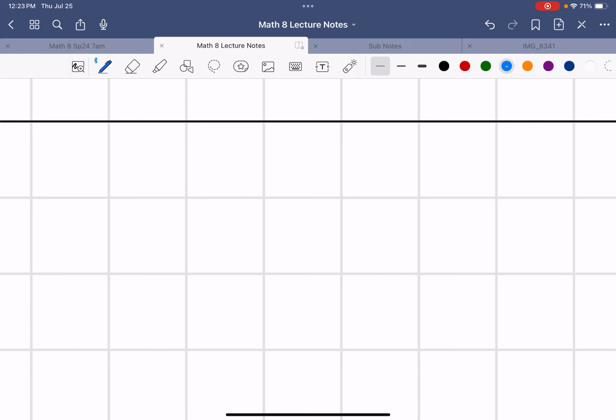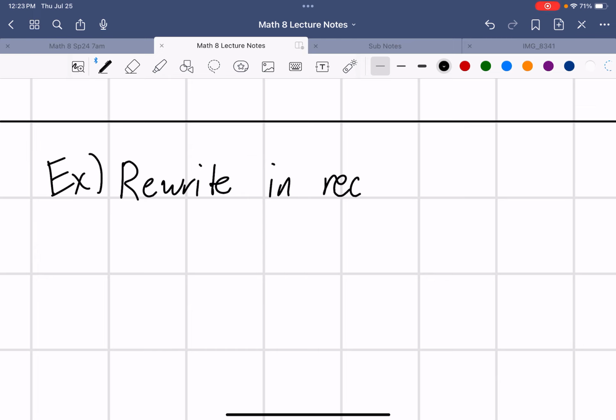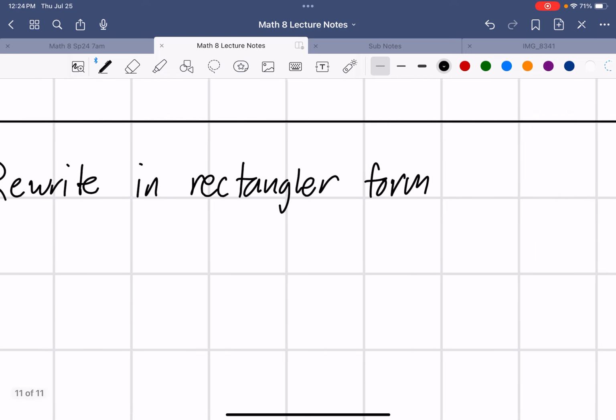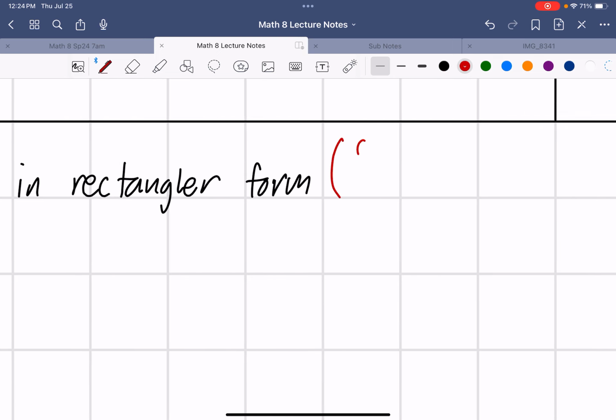So for example, let's rewrite these into rectangular form. Now, how do we do that? The goal to rewrite back into rectangular form is to remove the parameter.